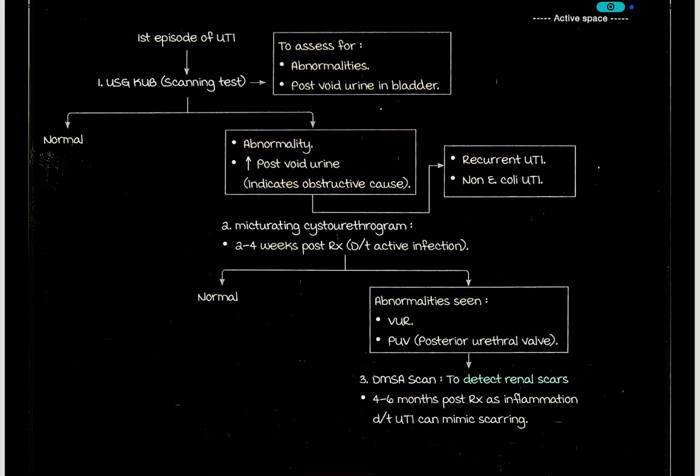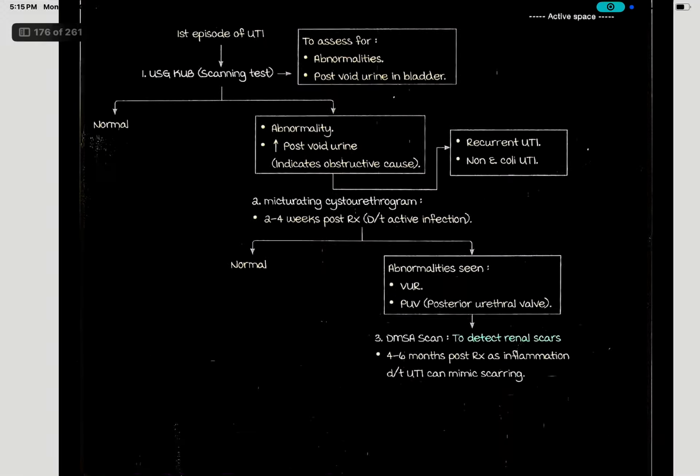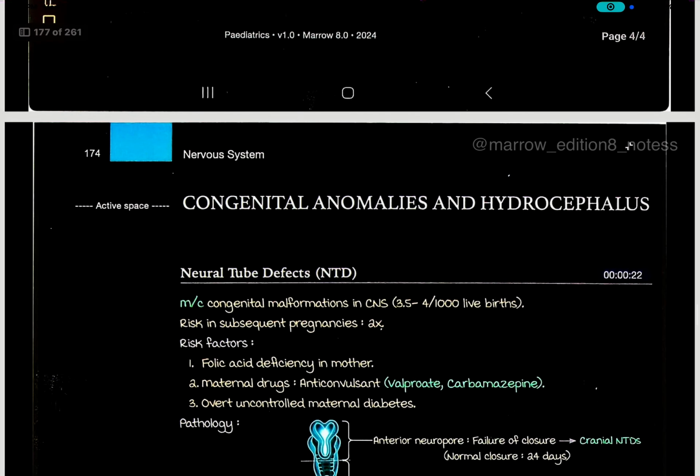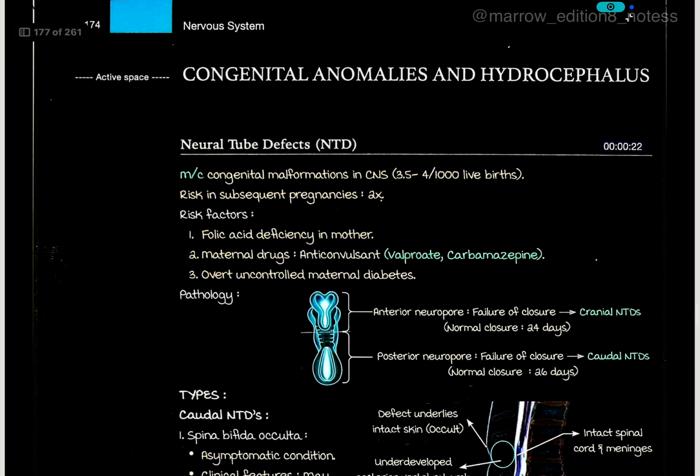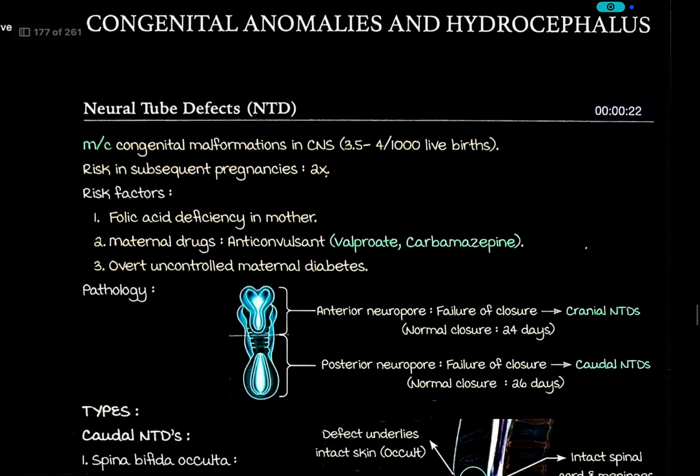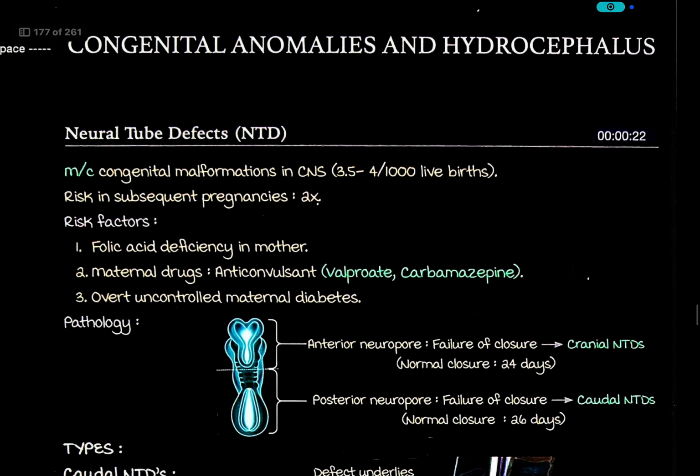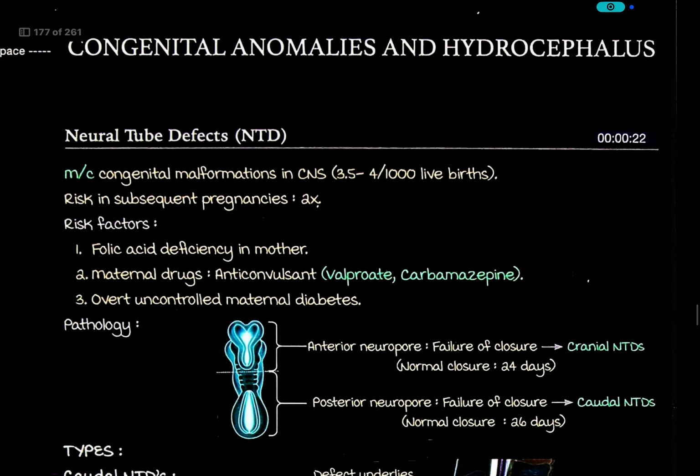Then you can go for a DMSA scan to detect renal scars, 4 to 6 months post treatment, as inflammation due to UTI can mimic scarring. We'll see congenital anomalies and hydrocephalus next week.